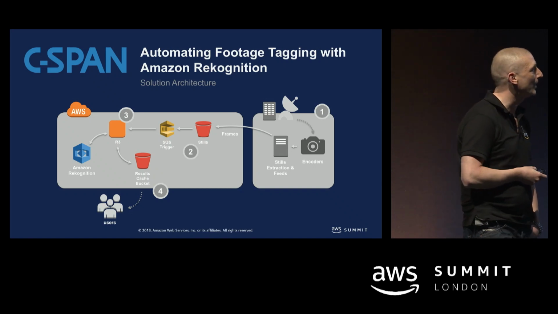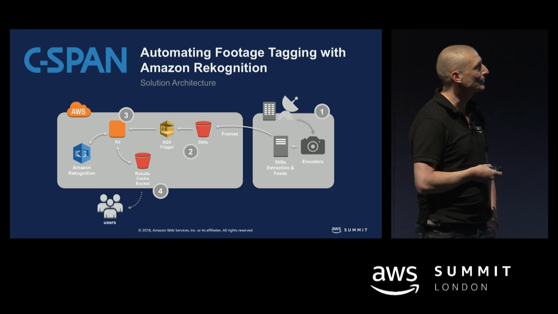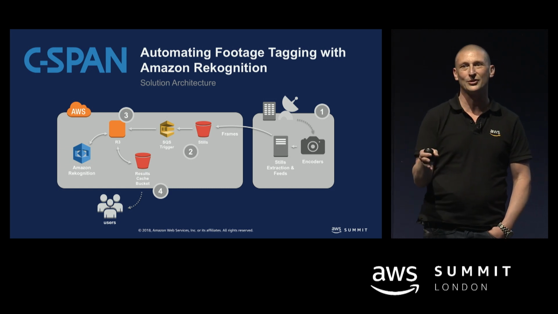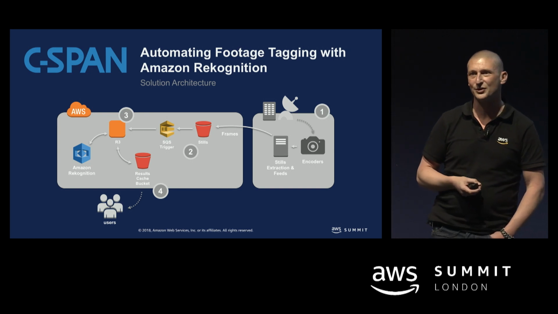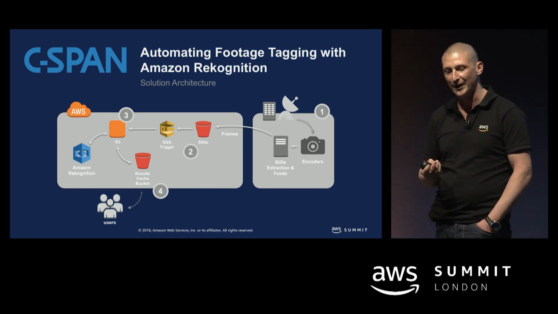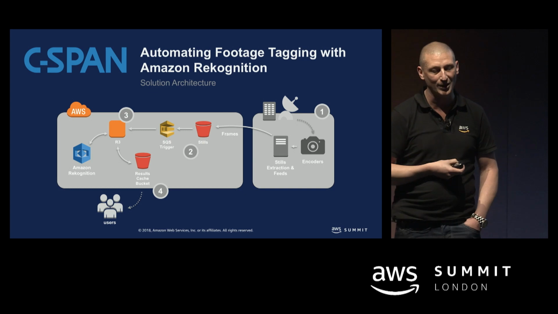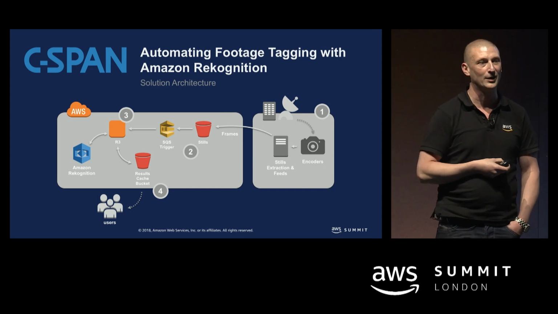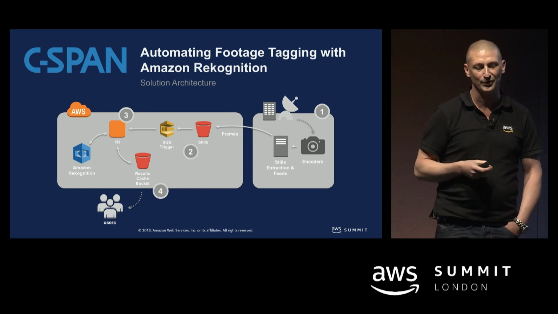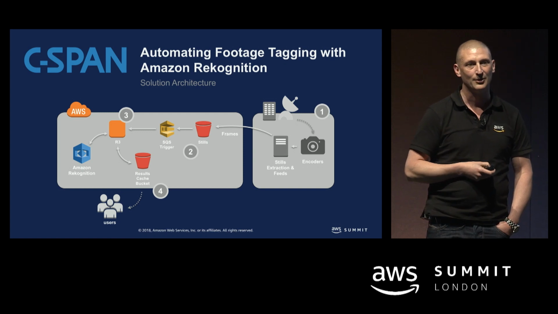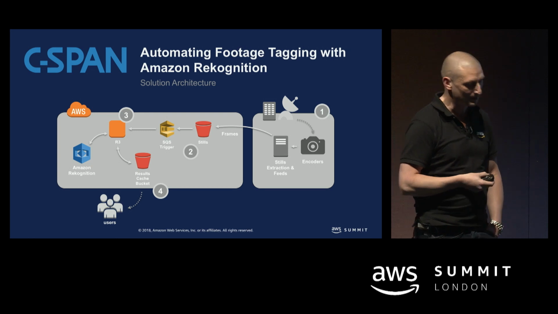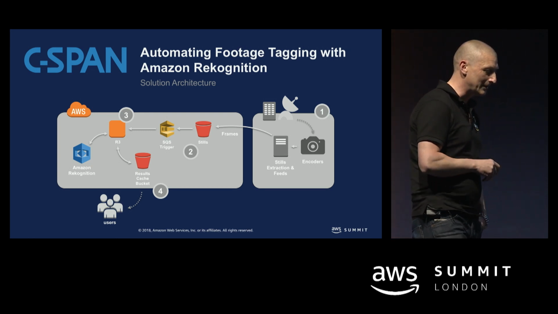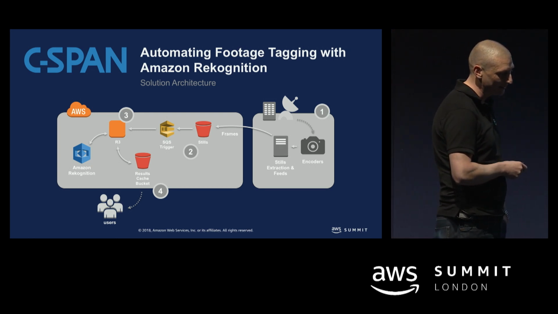You have your camera encoders, you're extracting your stills, and once you've extracted your stills, you're putting them in S3. Once they're in S3, events are then triggering for downstream processing. They're calling Rekognition, and any of the recognized results are again being stored into S3, where they can be accessed by the end users.